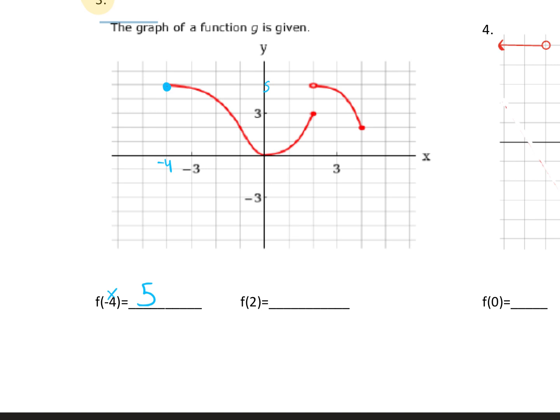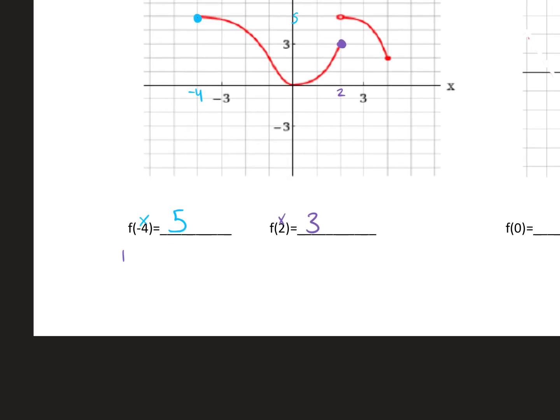Then let's do the same thing for f of 2. I'm going to go to where x is 2. And what's our y value at that point? 3. And then let's find the rest of it. The next page asks for the domain, range, increasing, decreasing, and constant.